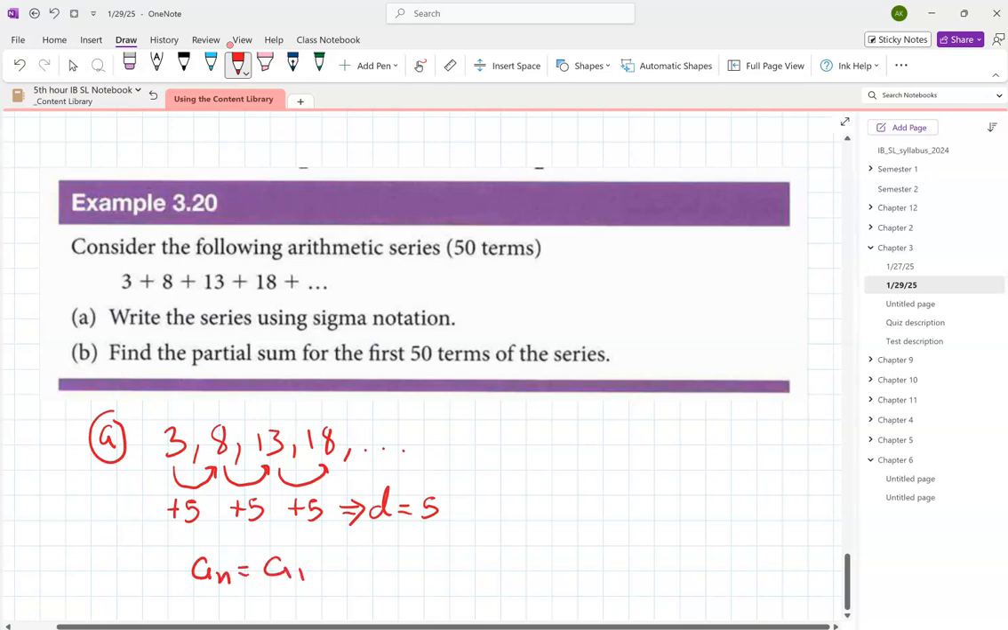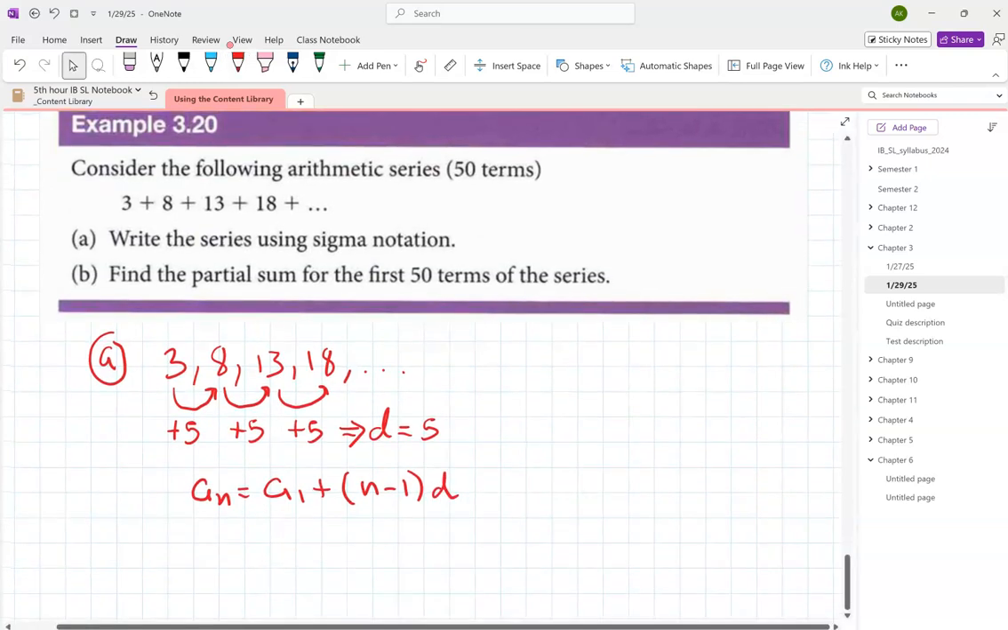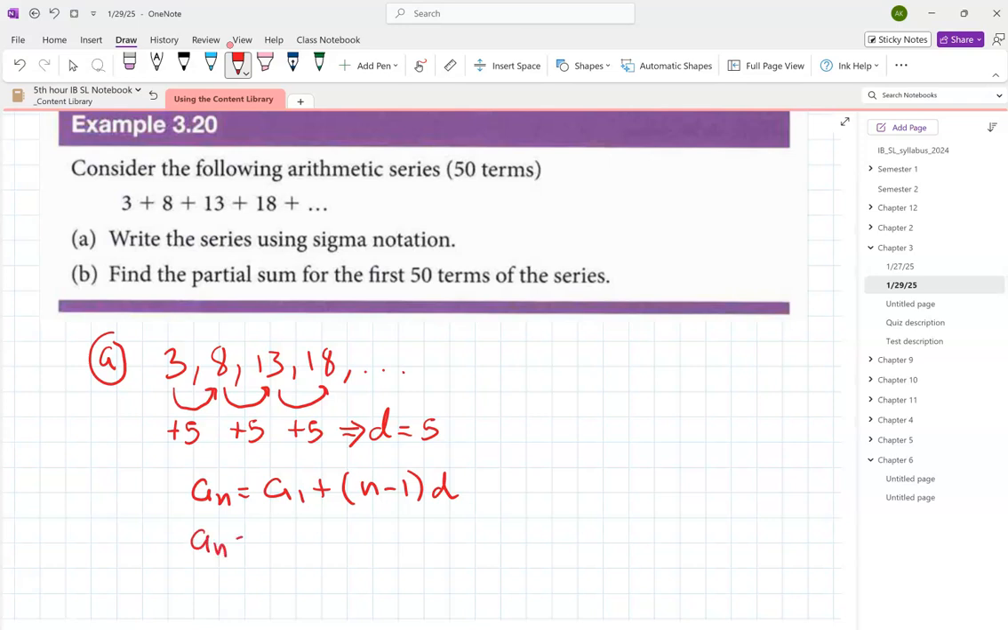And then I remember the formula for an arithmetic sequence is a sub n equals a sub 1 plus (n minus 1)d. So my a sub 1 is 3, and my d is 5. And if I simplify this down, I'm going to get 5n minus 2. Does that feel okay with you guys so far?